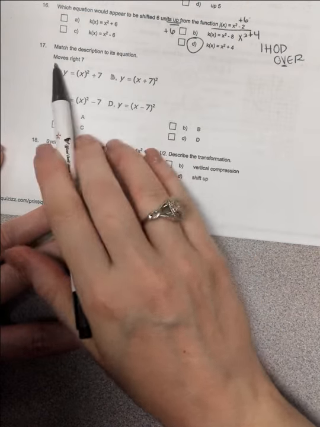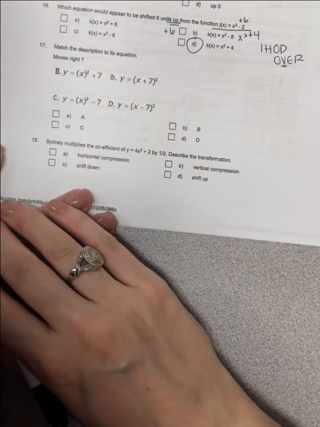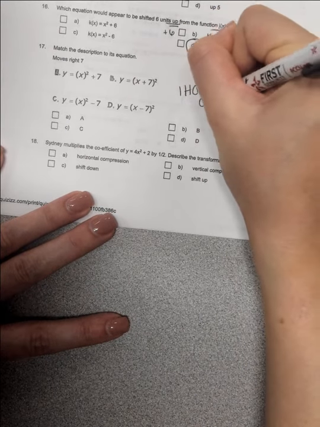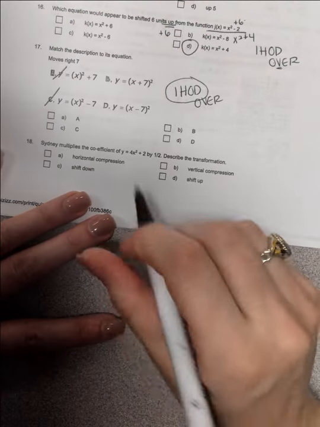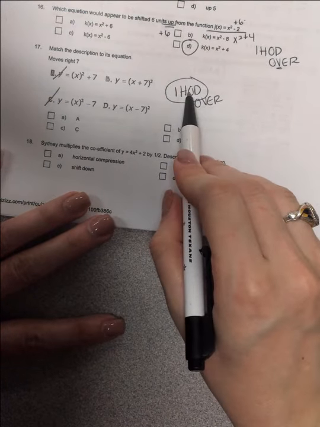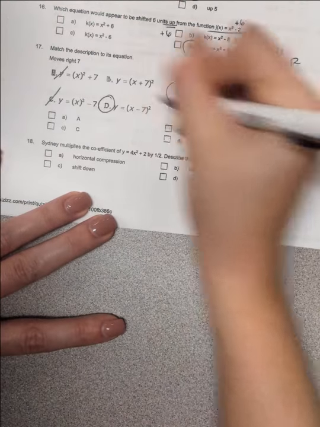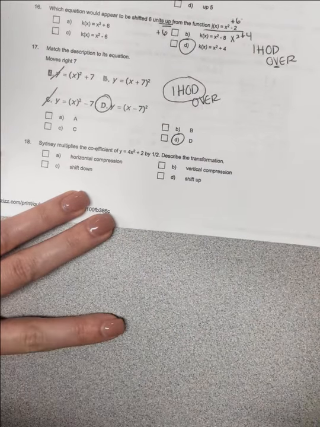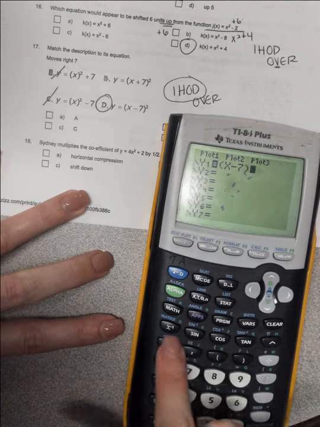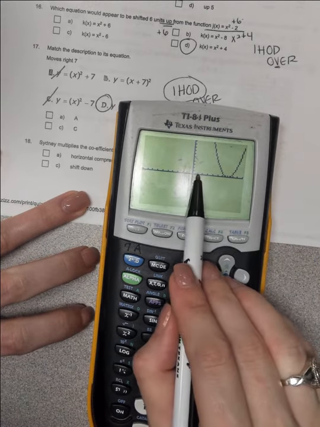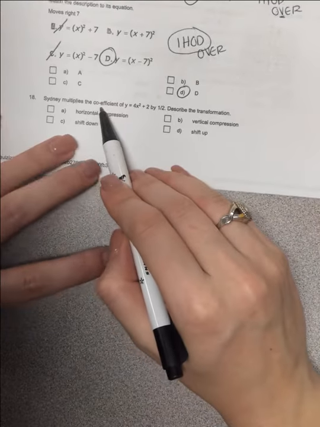Match the description to its equation. Moves right 7. Okay, right is a horizontal change. I'm going to be dealing with this. So I know it needs to be inside the parentheses, so it's not this one or this one. And it's the opposite of what I would think. So to make it go right, I actually need to subtract. So the answer is D. We could check it. (x minus 7) squared. From the vertex, did that go right? Yes, it did.